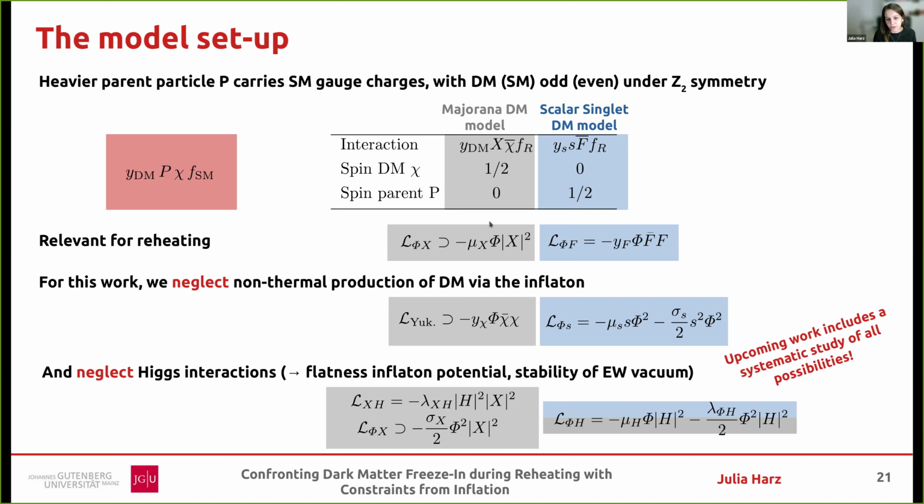What is then relevant for reheating? Because remember, we want to study how the freeze-in production is changed if I also include the reheating effects. In this model, I have the bosonic reheating, and here in this model, I have the vector-like fermion. So I have some fermionic reheating. So this here is the coupling of the inflaton with respect to the parent particle.